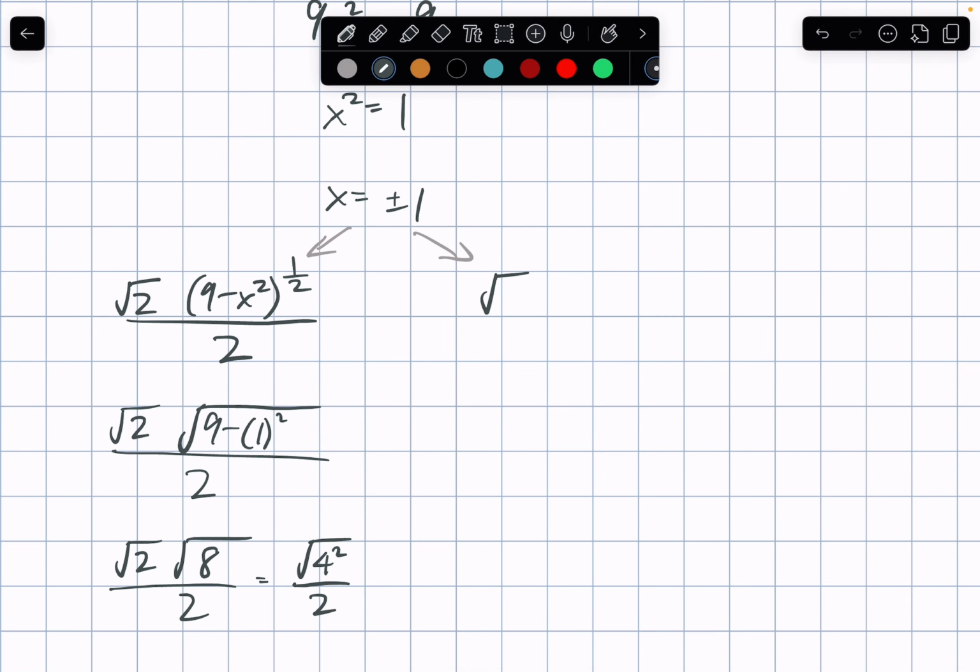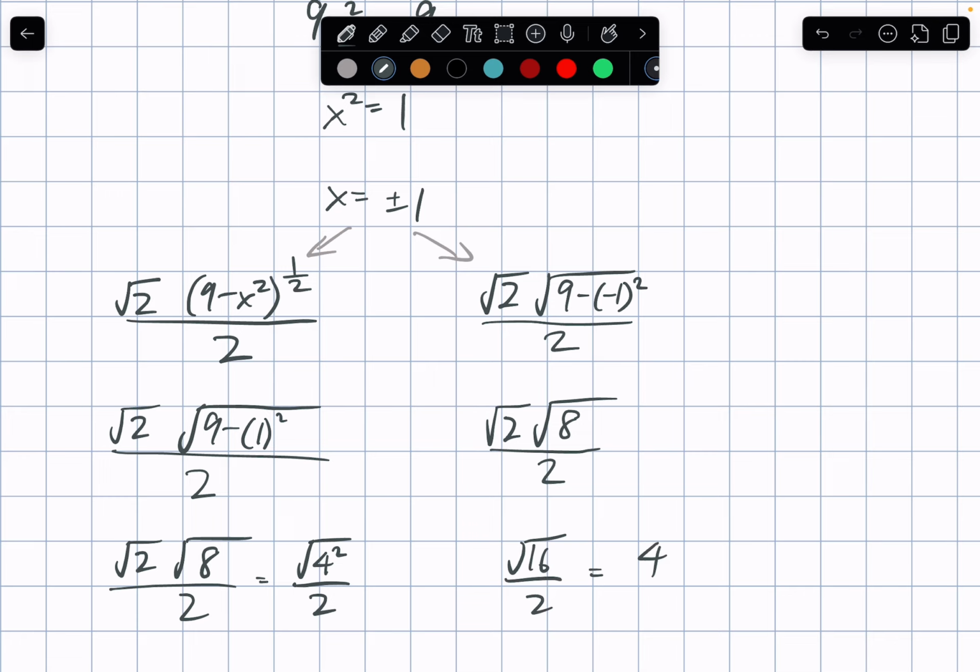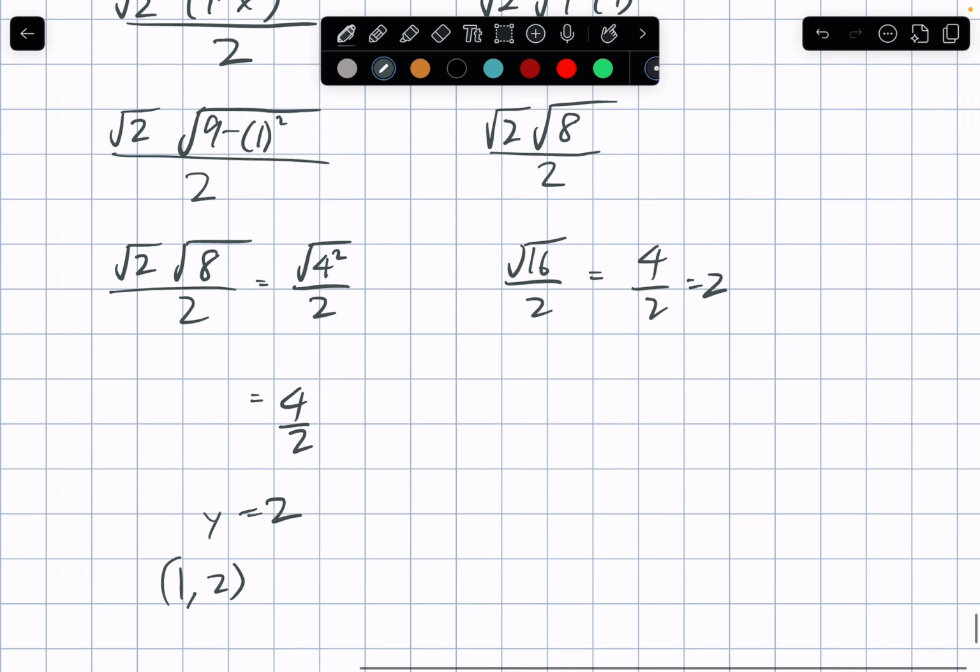How about if x is equal to negative 1? It doesn't change anything, I think. Let's confirm that. 9 minus 1, 8. 16, 4, 2. So negative 1 and 2.